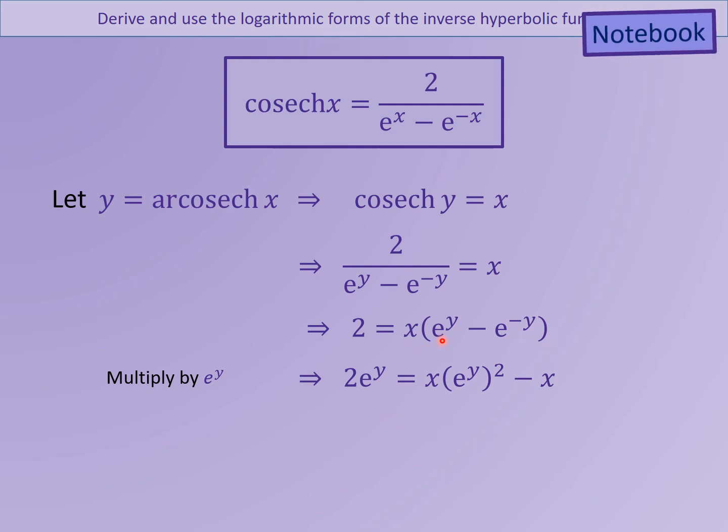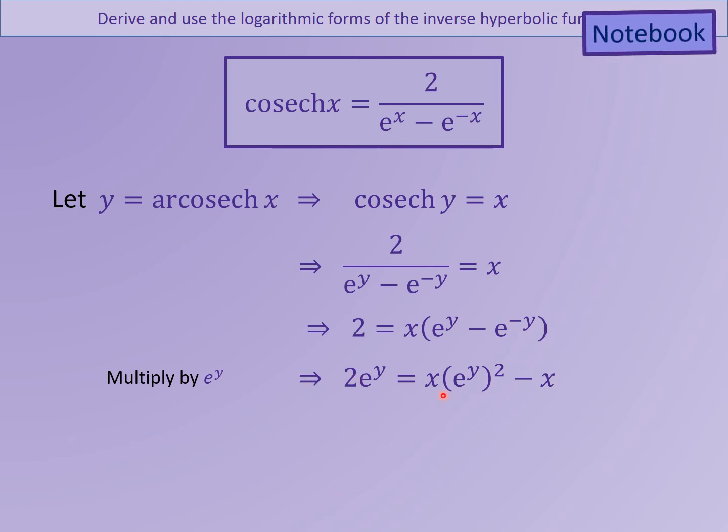I get x e to the y times by e to the y would get me x e to the y squared. And the e to the y there and this e to the minus y will cancel each other out and make just 1. Okay, which is why we end up with just x, because we've got x times 1. So I got this equation just here. Right, why would I do that? Now I can see I've got e to the y, I've got e to the y squared, and I've got no e to the y's at all.